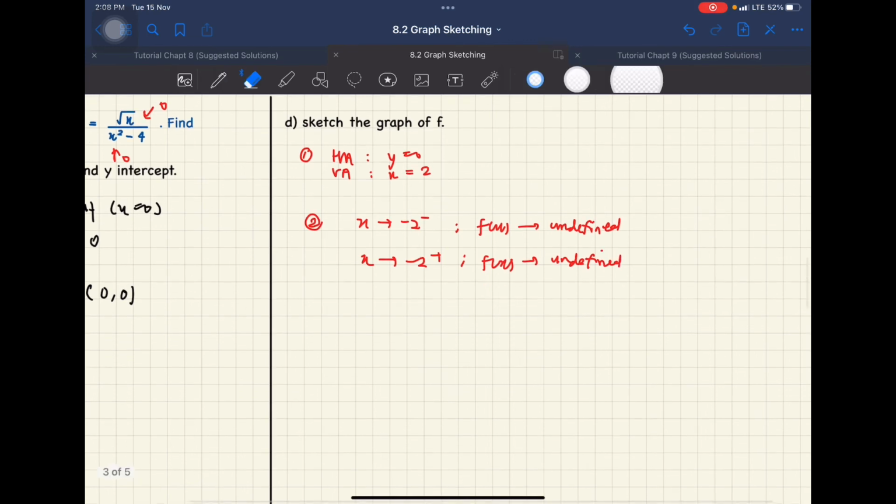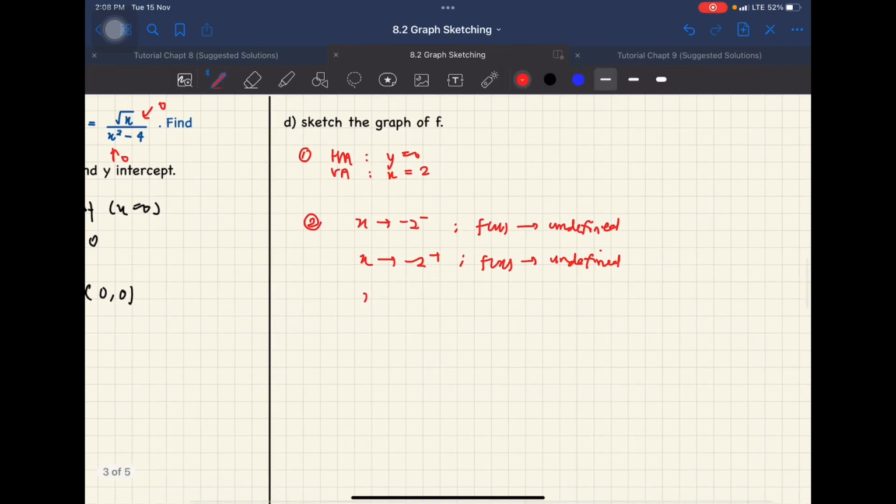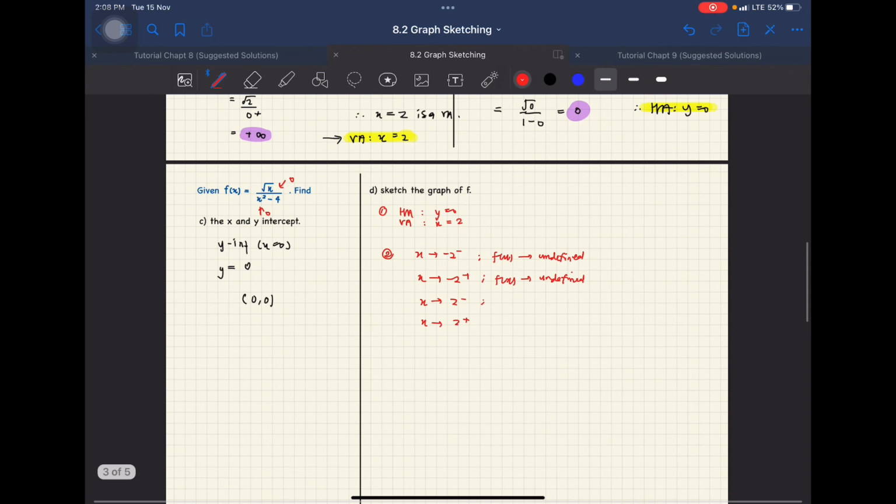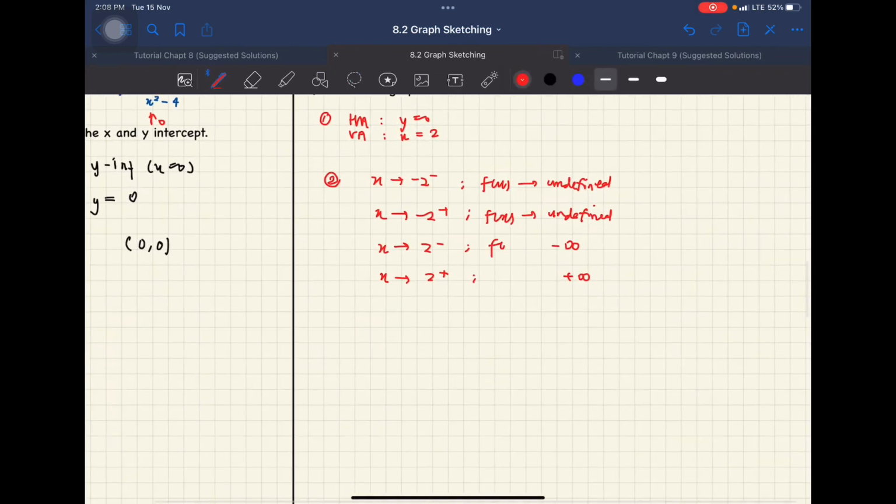Okay, and then the third one tadi kita cari x approaching 2 from the right, and then cari x approaching 2 from the left. Okay, so from the left dia pergi ke negative infinity, and then from the right dia pergi ke arah positive infinity. Okay, so don't forget to also write f(x) dekat depan.